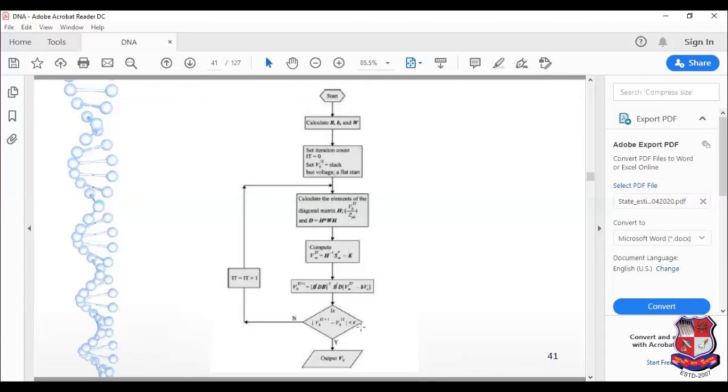So if the subtraction of iteration 0 from iteration 1 is greater than 10 raised to minus 4, then we have to increase the iteration count. Once again, there is no need to calculate this, this and this. We only need to update the value of Vm over here. This is nothing but Vm after the first iteration. Vs will remain as it is because it is the slack bus voltage.